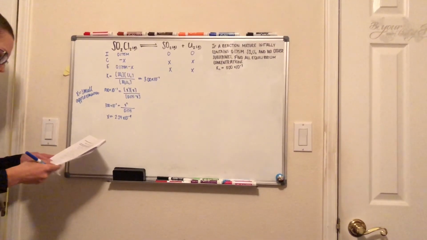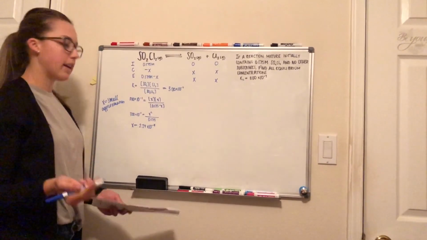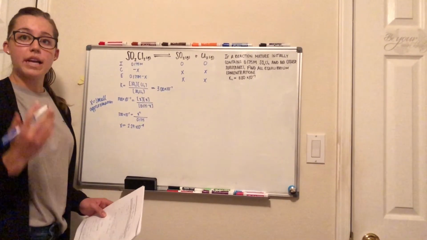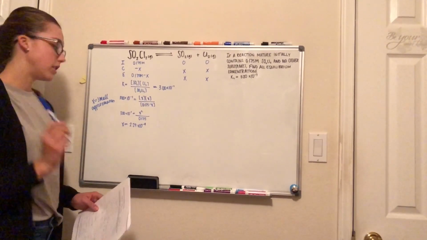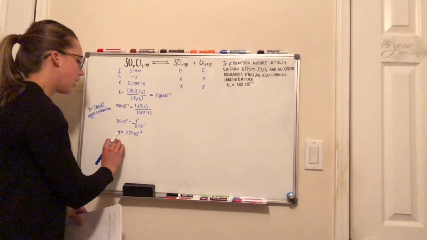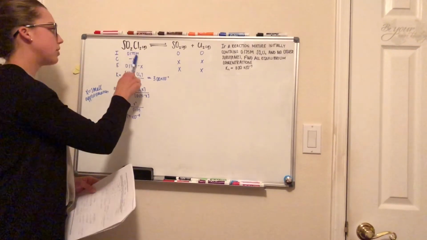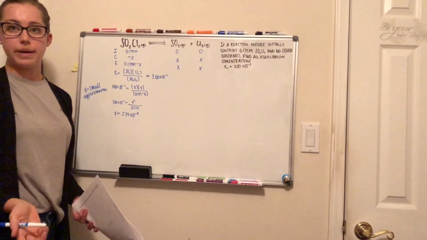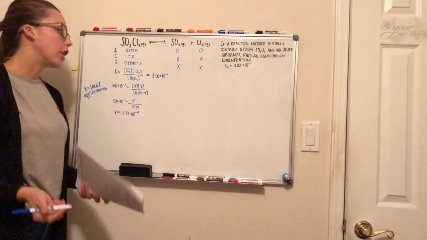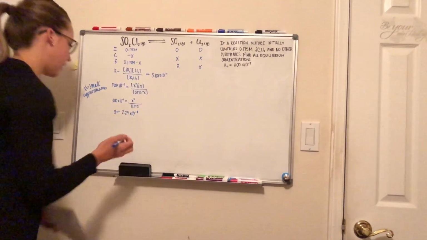We can see, just by looking at it, that X is very small in this case, which would make us think that we're probably right. But if you do X equals small, you have to justify it. The way that you justify it is by taking your X value divided by the initial concentration that you started with. This is just a way to make a ratio to determine how different your X is from your original concentration.